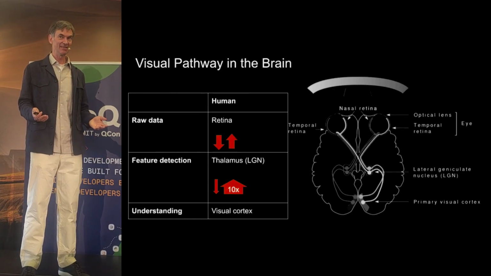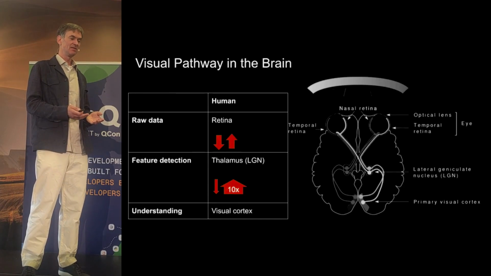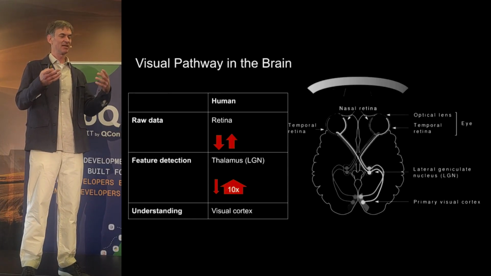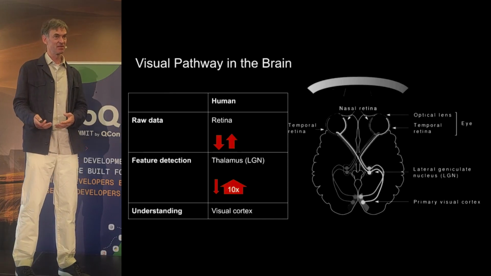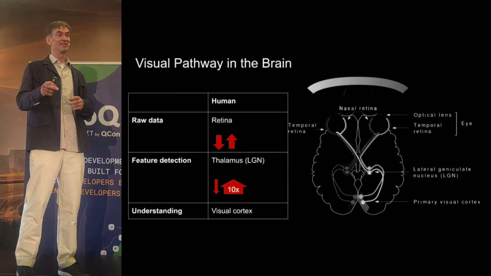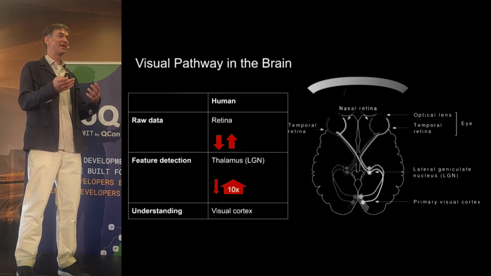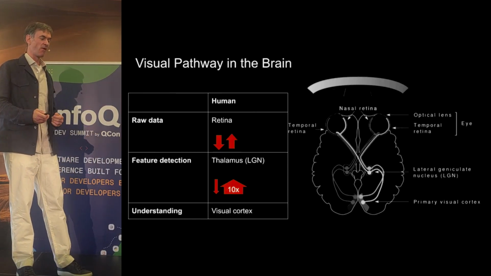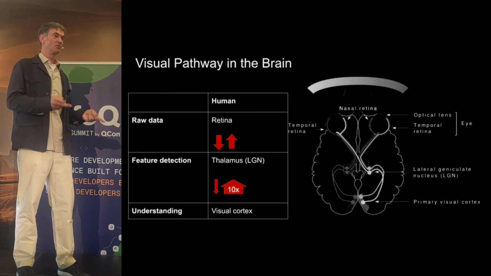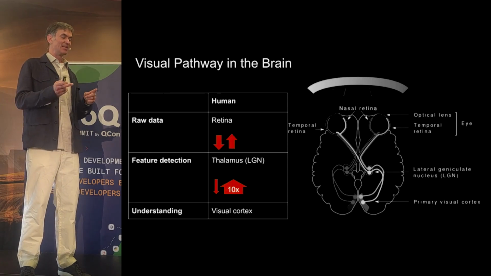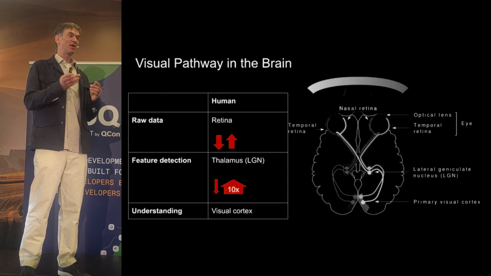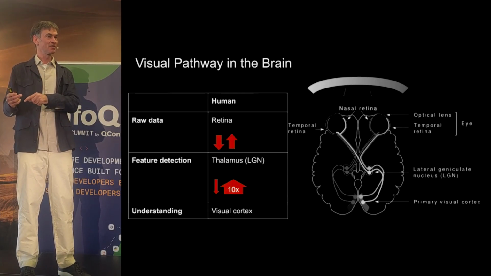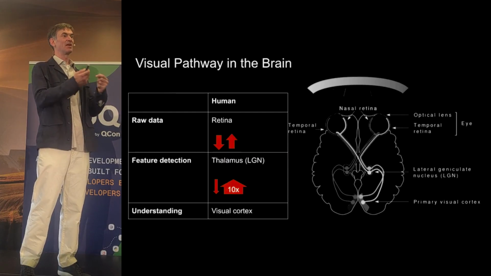It has raw data captured by the retina. Then it has some feature detection mechanisms in the thalamus, or to be more precise, the lateral geniculate nucleus. That's where the features are detected and then get forwarded to the visual cortex and our frontal cortex. Now, where is the difference between the computer and the human? The interesting or surprising finding is that there are 10 times more neurons leading from the frontal cortex into the visual system than the other way around.